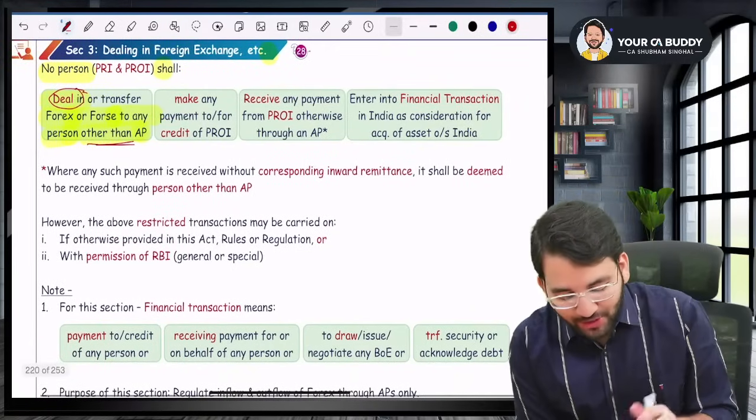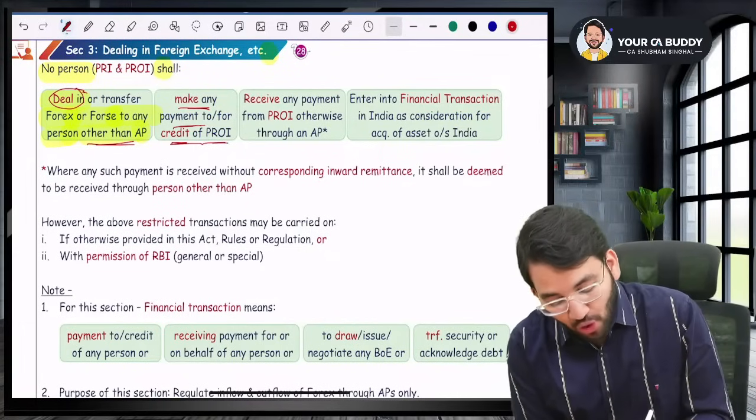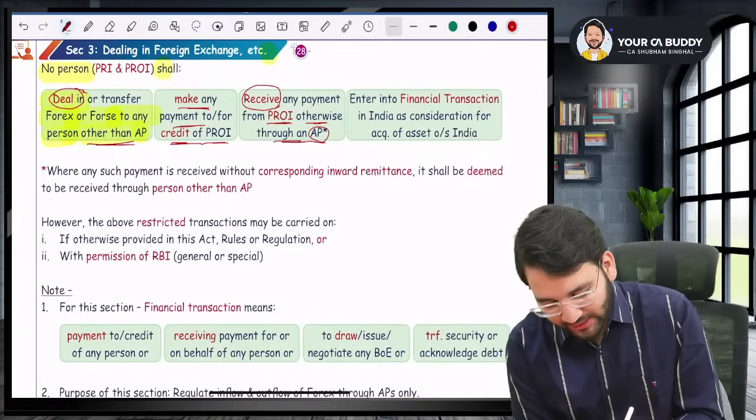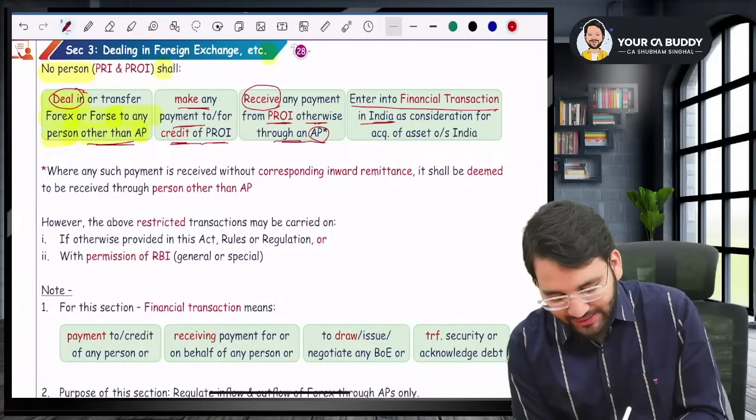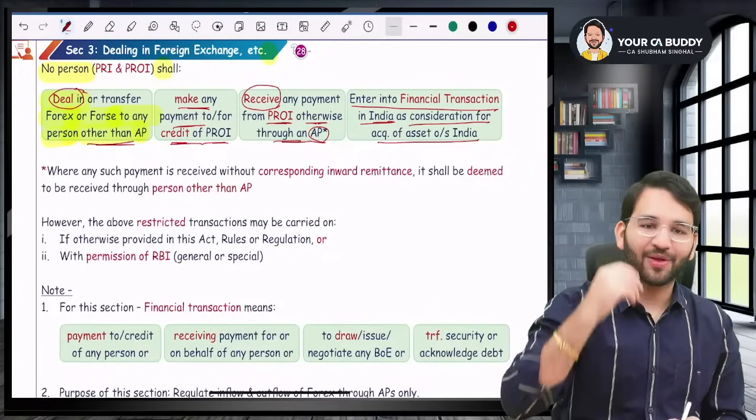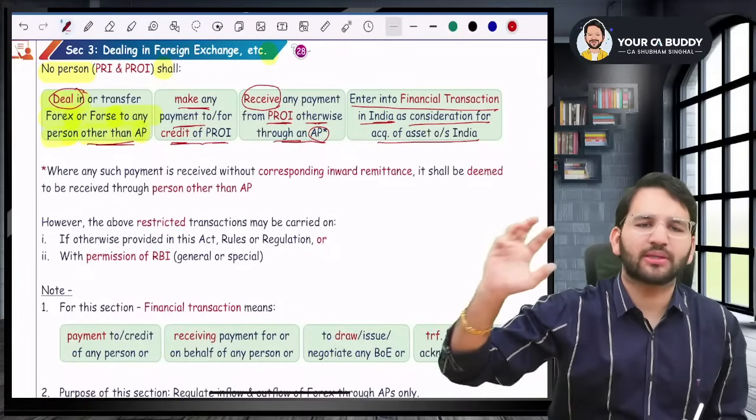Number two, no person shall make any payment to or for the credit of a PROI. No person shall receive any payment from a PROI otherwise than through an AP. No person shall enter into a financial transaction in India as a consideration for acquisition of an asset outside India. So there are four things that we asked you not to do. You cannot do these four things. What four things?